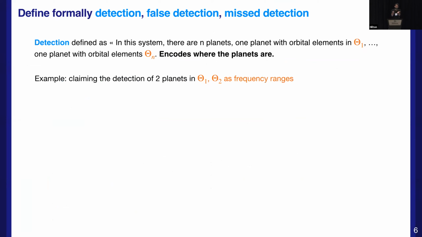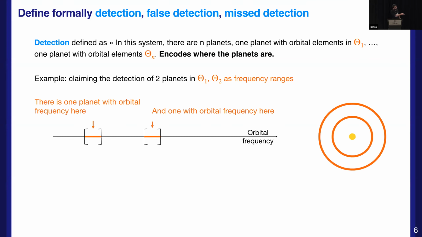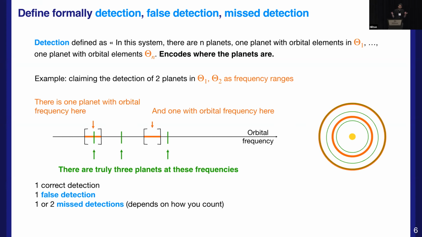A detection is: I have a system, I'm saying, well, there are this many planets, and this is where they are. For example, if I'm claiming that there are 2 planets around this particular star, and I'm saying, well, there is one planet with a frequency in this range, and one planet with a frequency in this range. That's what I claim. Now, maybe, in fact, there are 3 planets. For one, I say there is a planet here, and there is one, so I have one true detection. But I say that there is one in the other frequency box, and there is none. So I have one false detection, and I have 2 missed detections.